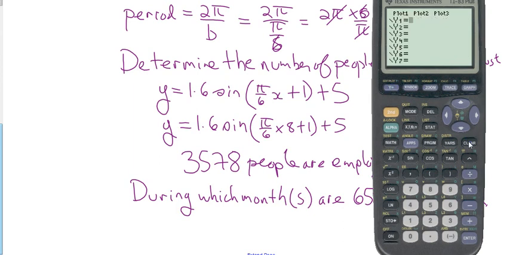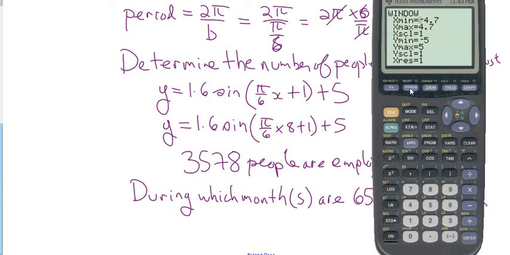We're going to have to graph this, right? The only way we could solve, in this case, we're given y, right? We're given the number of people. We want to know x. So it's 1.6 sine pi divided by 6 x plus 1 plus 5. And what do I graph for y2 to get 6,597? 6.597, right? Because remember, the numbers are in thousands of people, so 6.597 thousand people.